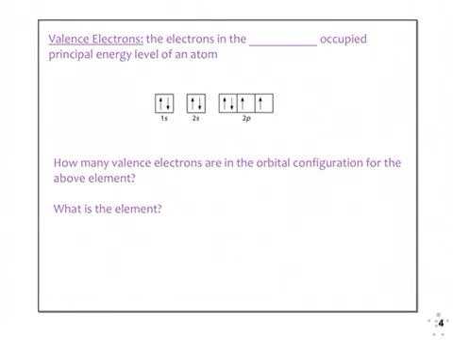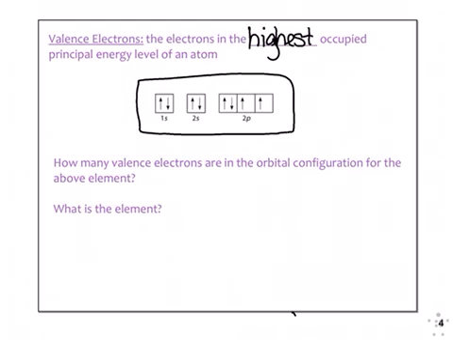All right, valence electrons. These are the electrons in the highest occupied principal energy level of an atom. So if we look at this configuration right here, the numbers out front, the 1, the 2, and the 2, indicate n, that principal energy level. So what is the highest principal energy level in this example? 2. So n equals 2.